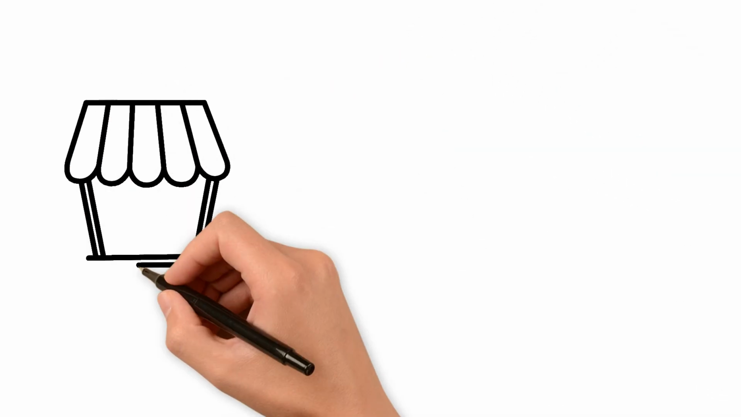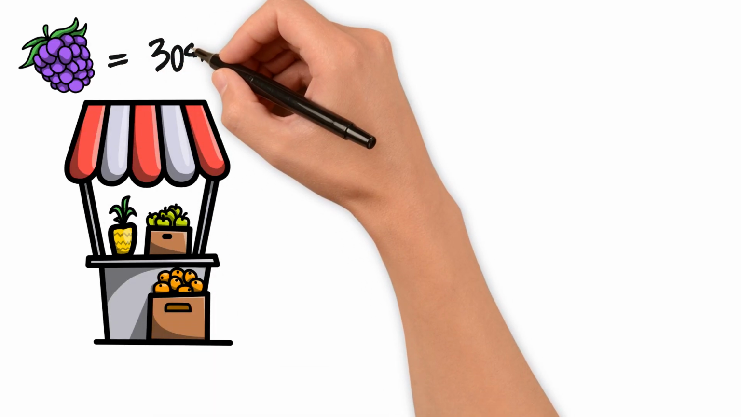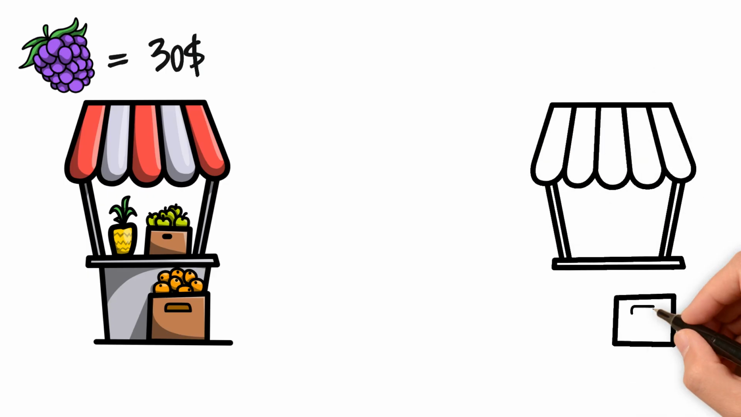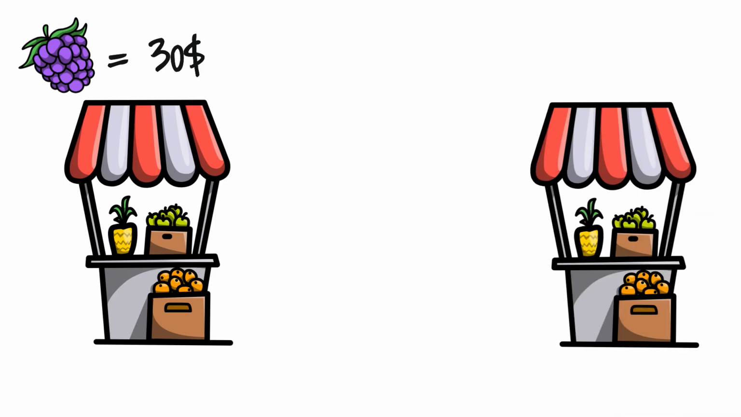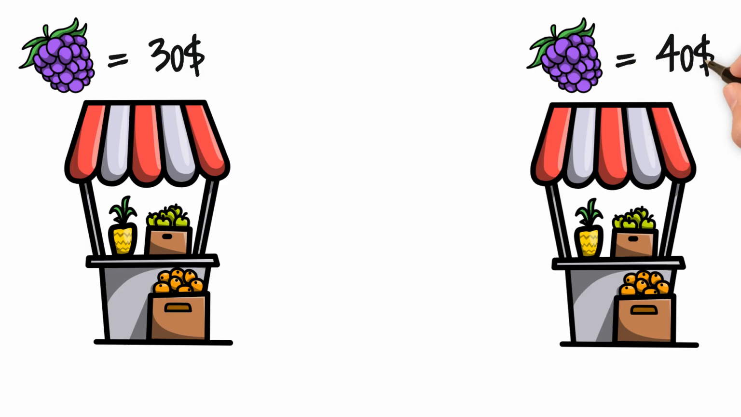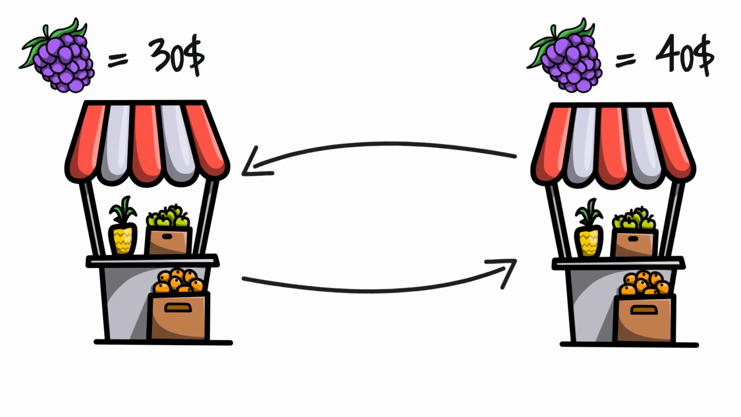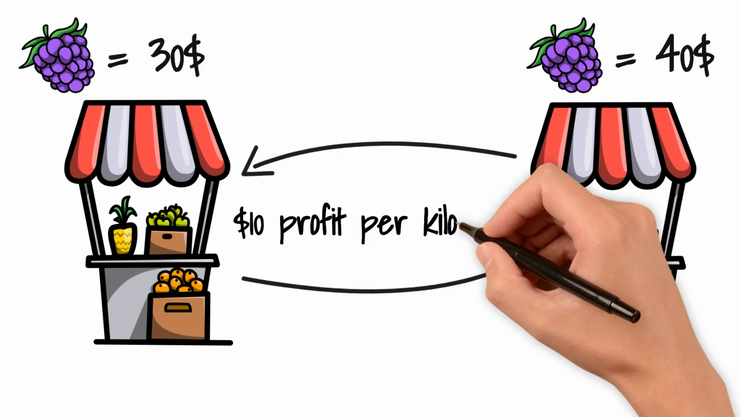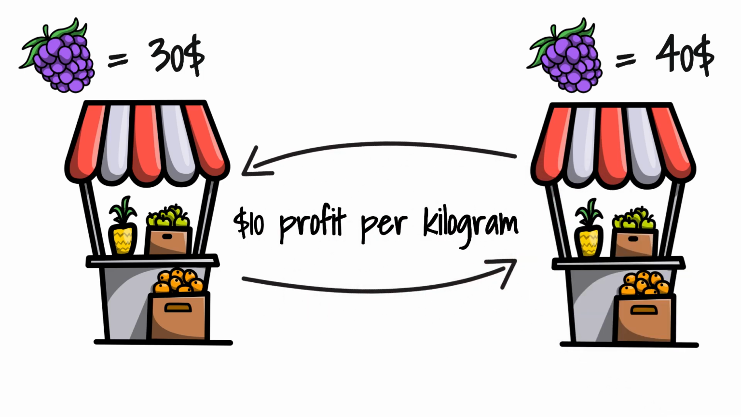Let's imagine a simple city with two markets. In Market A, berries cost $30 per kilogram. Just a few blocks away, in Market B, the same berries cost $40 per kilogram. Most people shopping in Market B don't know they could get cheaper berries in Market A. You notice this difference. So you buy berries in Market A for $30 and immediately sell them in Market B for $40. That's a $10 profit per kilogram, without changing the product at all.